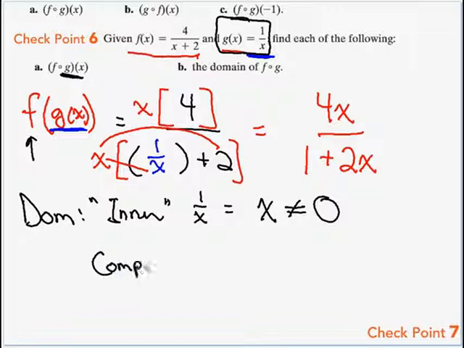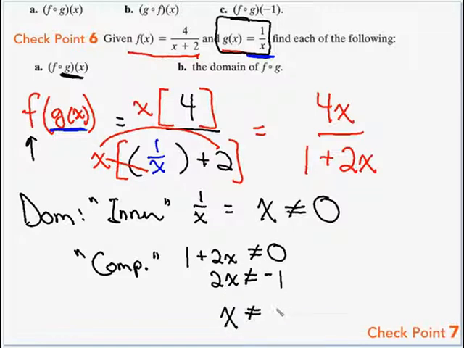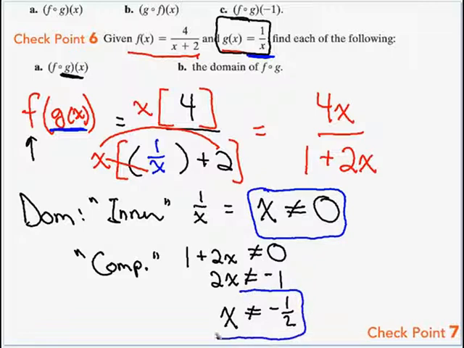Here's now our composed function. We looked at our inner function's domain. Now our composition looks like this. 4x divided by the quantity 1 plus 2x. Well, we want that denominator, 1 plus 2x, to not equal 0. So let's solve for x here. If I subtract 1 from each side, 2x cannot equal negative 1. And if I divide by the 2, x cannot equal negative a half. So here are our two restrictions on the domain. We cannot have it equal 0, and we cannot have it equal negative a half.